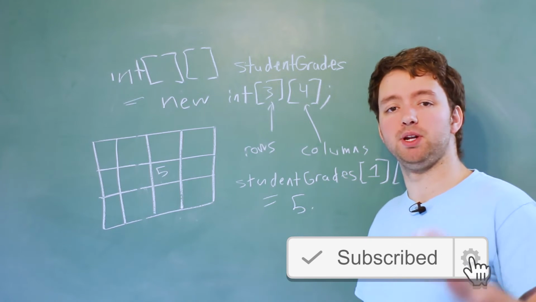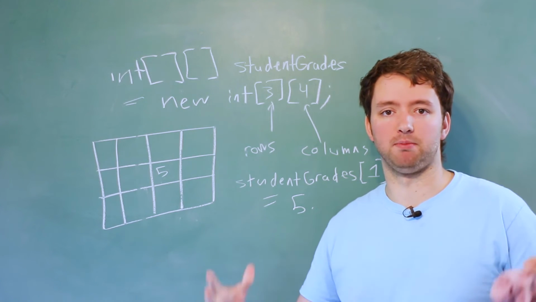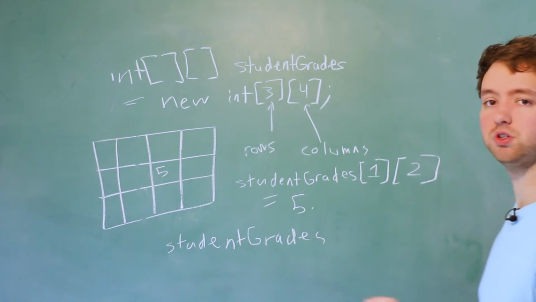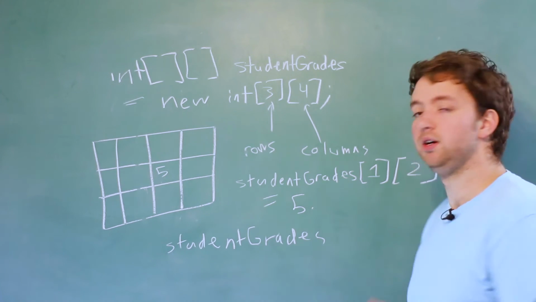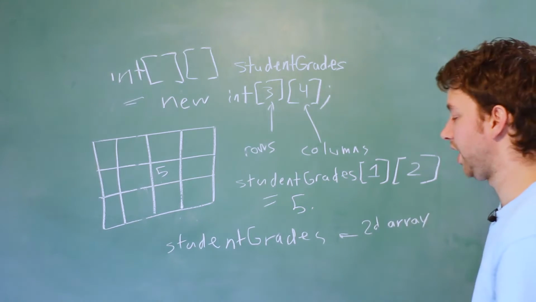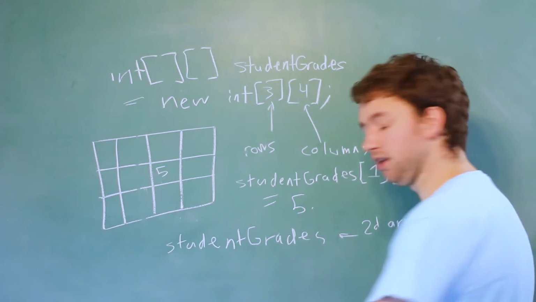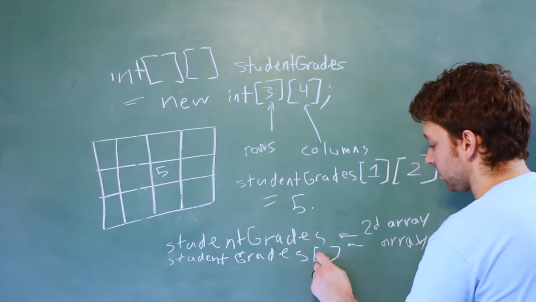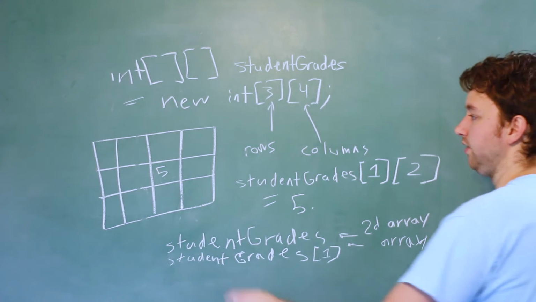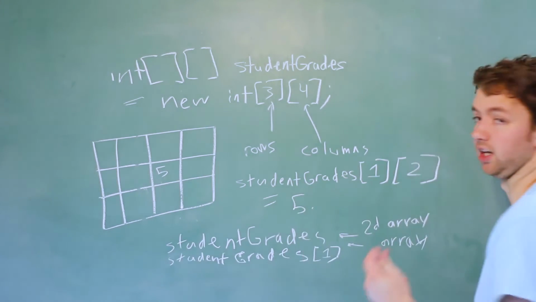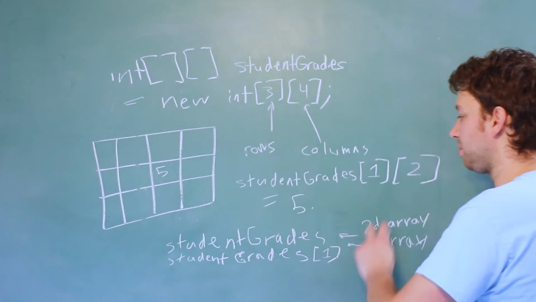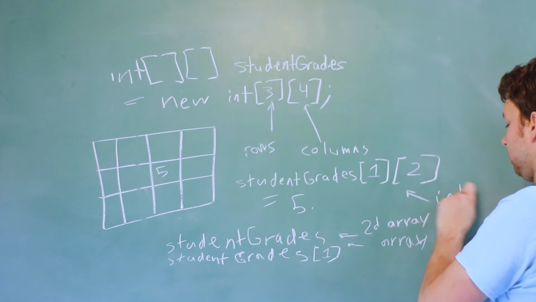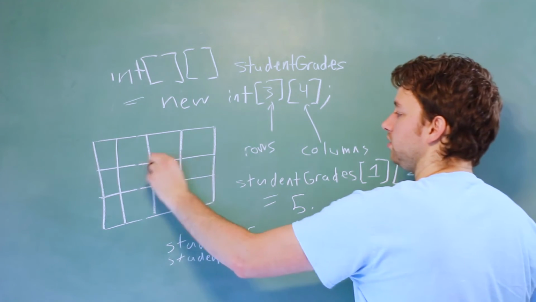So let's just talk a little bit about types, just so we're all on the same page. So when we say student grades with no square brackets, what is this? Well, it's actually a 2D array. Now when we say student grades with 1 square bracket, this is actually an array. And you would actually put a number in here. So for example, 1, that would grab the row with index 1. And then lastly, if you use 2 square brackets like here, it would be an integer, because it would refer to this value right here.